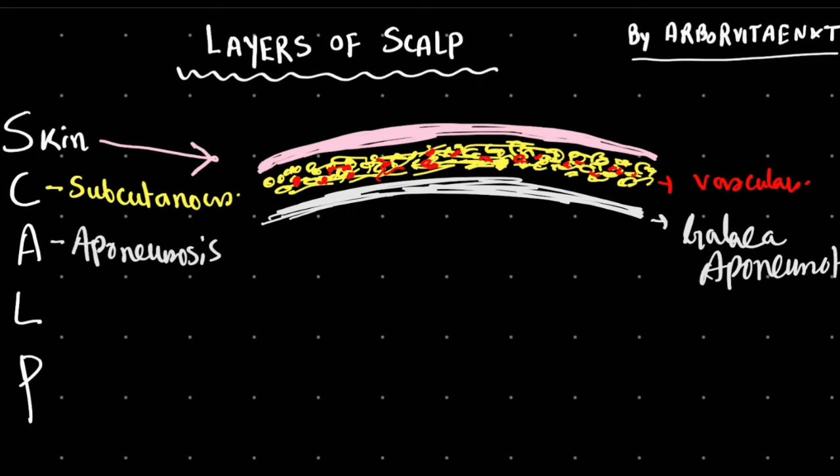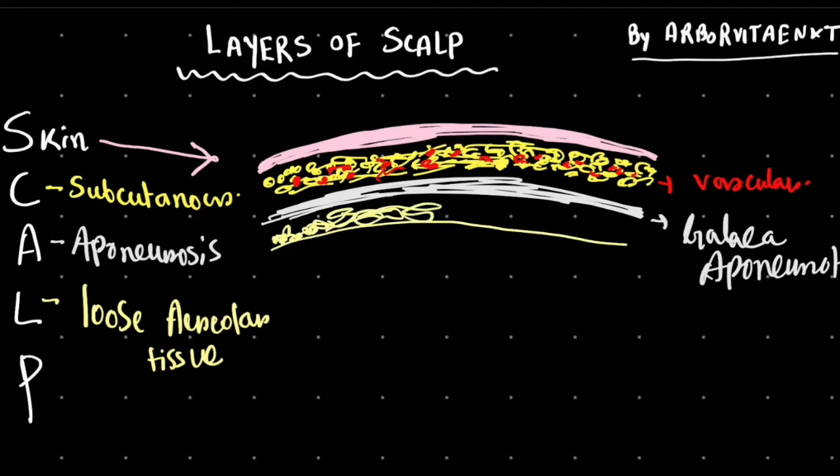Now the next layer is starting from L, and that is loose areolar tissue. That is the loose areolar tissue layer. Now this layer has emissary veins. And why this area is important is because this area is known as the dangerous area of the scalp. Now let me explain this to you. Why is this area called the dangerous area of the scalp? Because of the presence of the emissary veins.